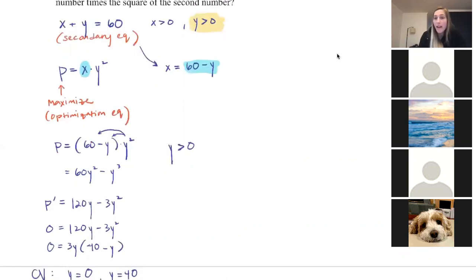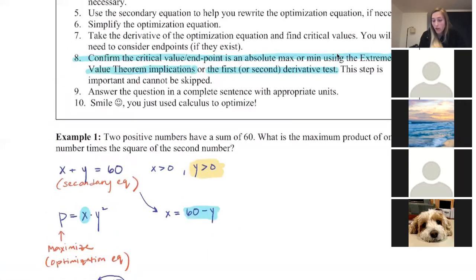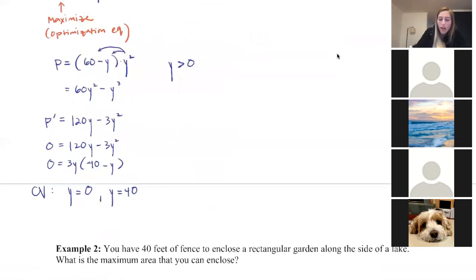So we have that constraint on our optimization equation that Y has to be strictly greater than 0 because in the problem we're given that there's two positive numbers that sum to 60. Therefore, 0 can't actually be a critical value. We're able to throw it out as a critical value.